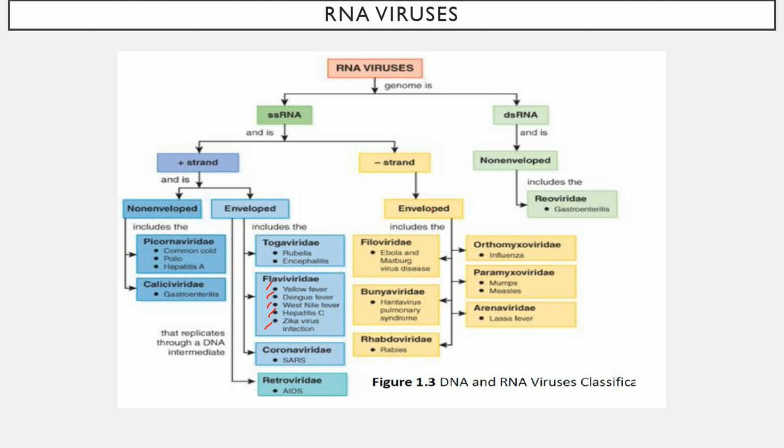Now, for the negative strand, we have the envelope. This would include the filoviridae, which is related to Ebola and Marburg virus diseases. Bunyaviridae, hantaviruses, rhabdoviridae, rabies, orthomyxoviridae, influenza, paramyxoviridae, known to cause mumps and measles, then arenaviridae, known to cause Lassa fever.